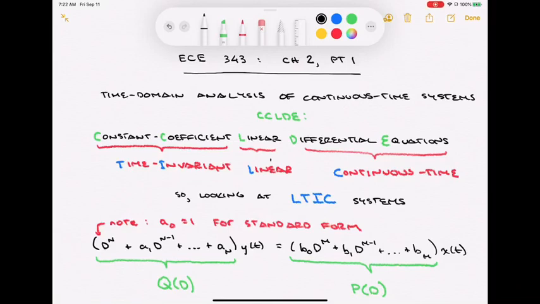This is ECE 343, Signals and Systems. This is the first part of Chapter 2. So in Chapter 1, we introduced the concepts of signals and systems. We looked at their representation and some of their properties.